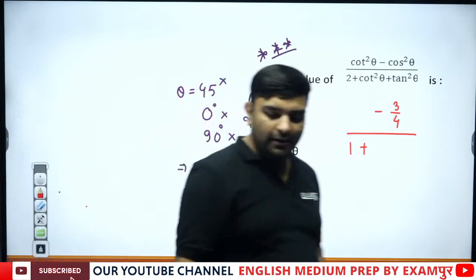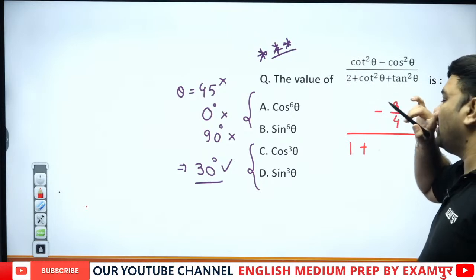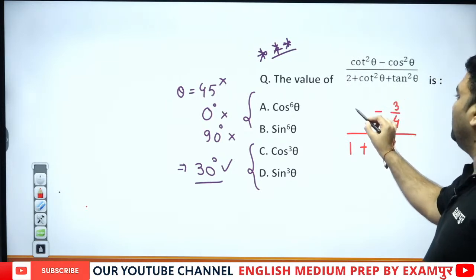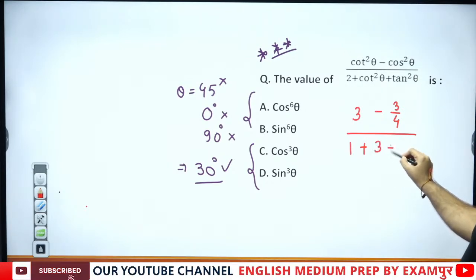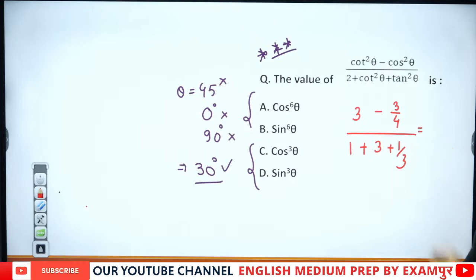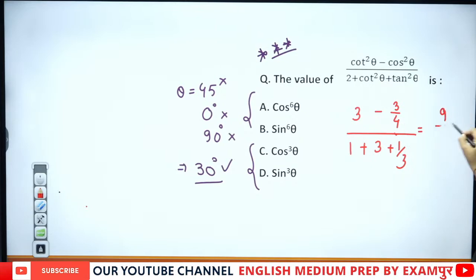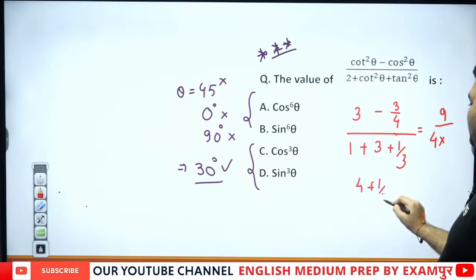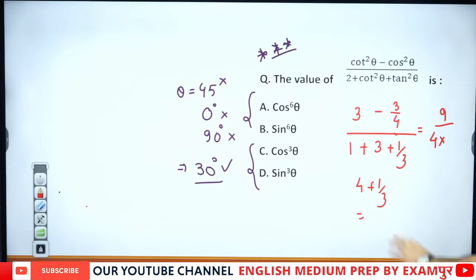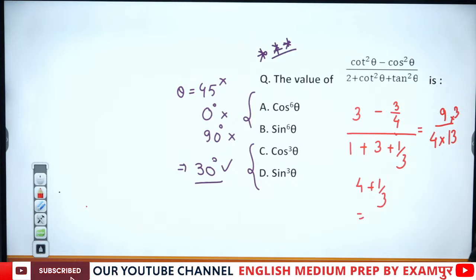Even sin and cos is my favorite. So cot 30 is root 3. Root 3 squared is 3. 3 plus 1 by 3. 12, 12 minus 3, 9 by 4. 4 plus 1 by 3, 1 by 3. Oh, 13 by 3. Let's hope I have not made any kind of calculation mistake.